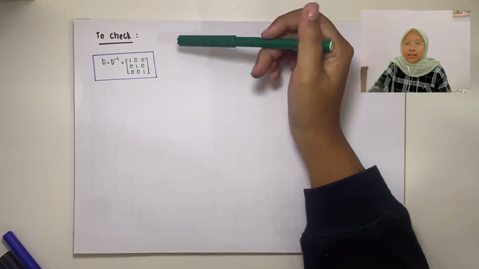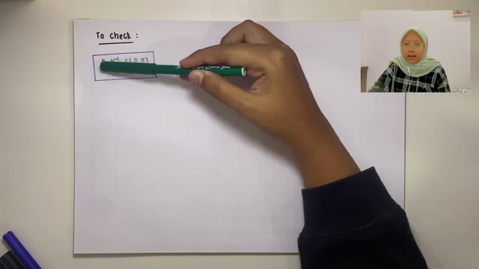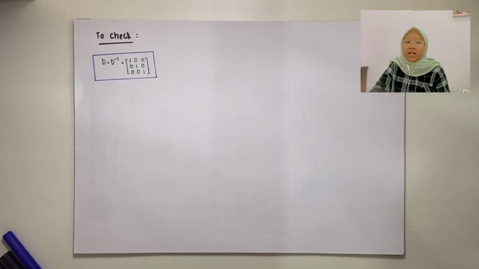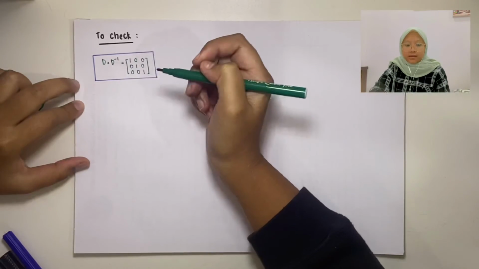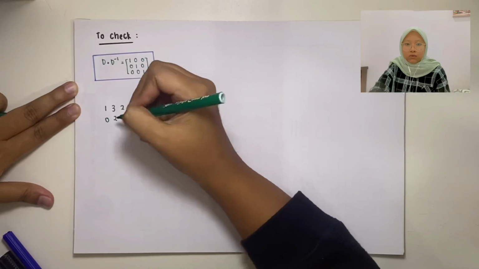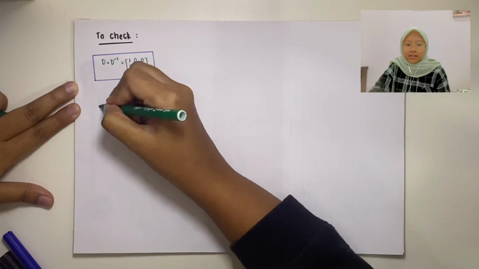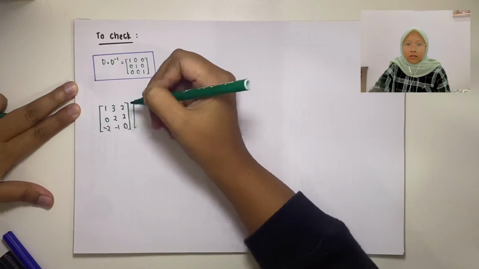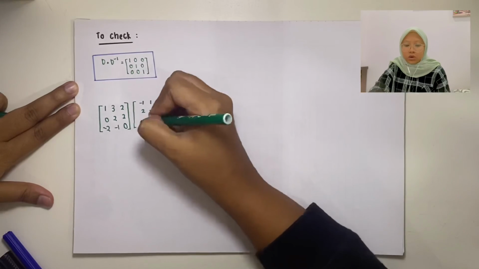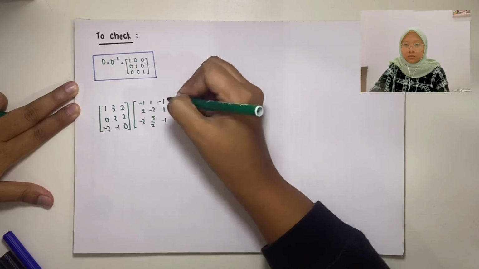Next, to check whether the inverse is correct or not, we can multiply matrix and its inverse. Then we'll get identity matrix. It means the matrix and its inverse have a relation. So our matrix A is 1, 3, 2, 0, 2, 2, negative 2, negative 1, 0. And its inverse is negative 1, 1, negative 1, 2, negative 2, 1, negative 2, 5 over 2, negative 1, equal to.